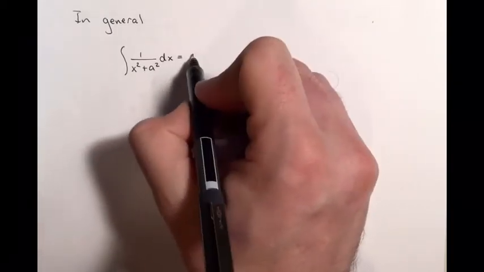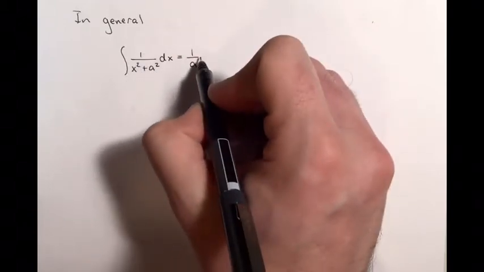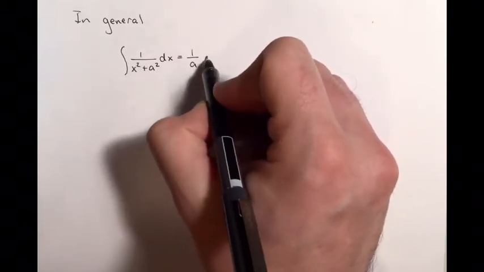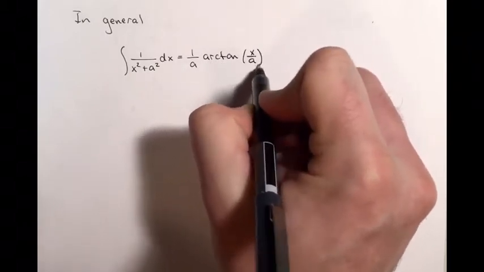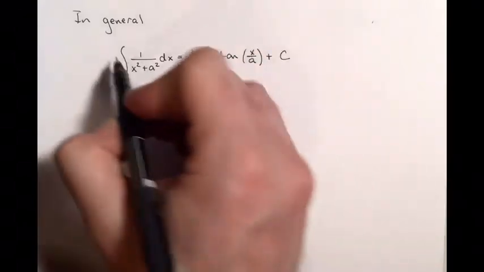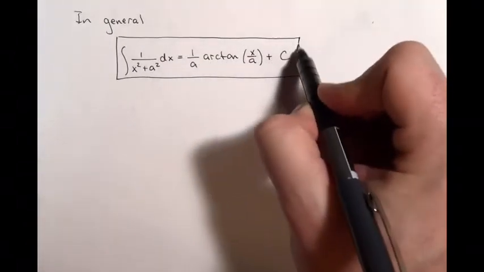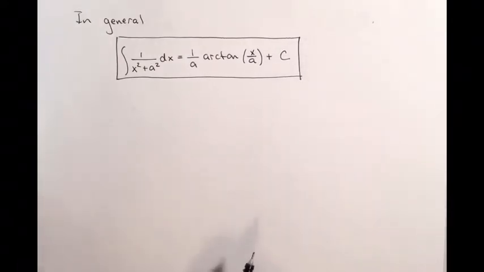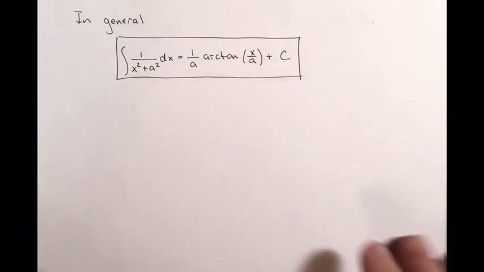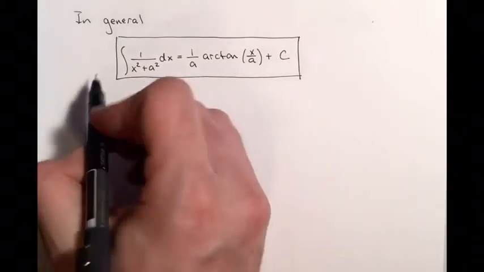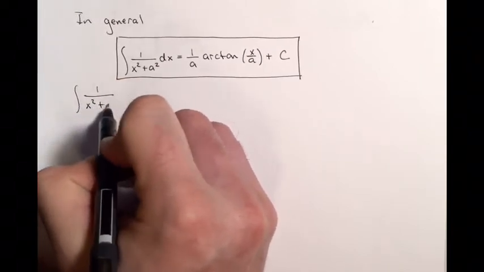So here, first off, this is what we're going to end up with. The antiderivative of 1 over x squared plus a squared will always be 1 over a arctan of x over a. Okay, and that's what we're going to use. That's going to be our general rule, but we're going to take a moment to figure out why it works. And then once we know why it works, every time we come across an integral like this, we can just use this antiderivative.